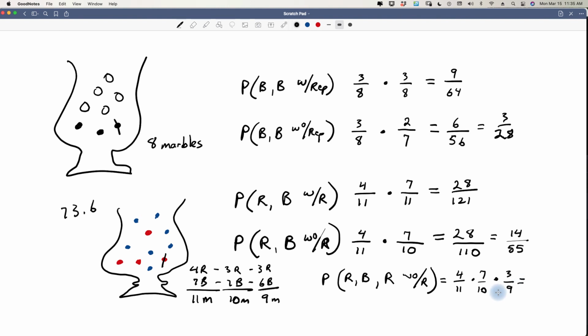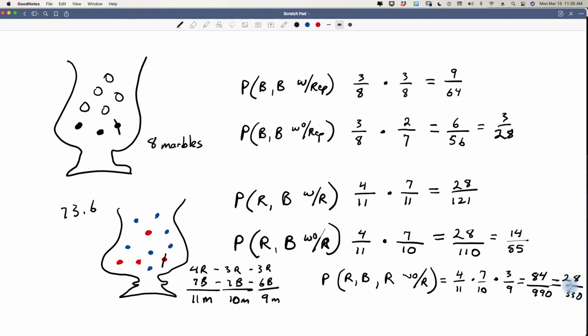So that would be 4 times 7 times 3 equals 84 over 11 times 10 times 9, which is 990. And I believe we can reduce that by 2 at least. 84 divided by, let's see if we can divide it by 3. Yeah. So we can reduce 84 by 3 to 28. And we can reduce 990 by 3 to 330.